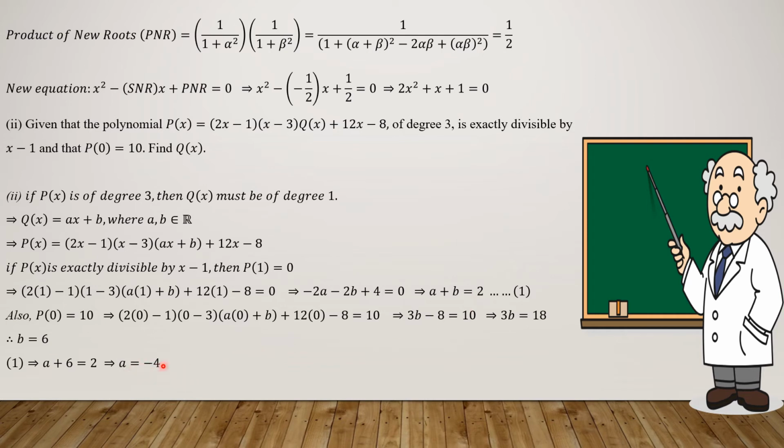And since we have a and b, we can just substitute in here and we get q of x as negative 4x plus 6. Okay, let's look at the next question.